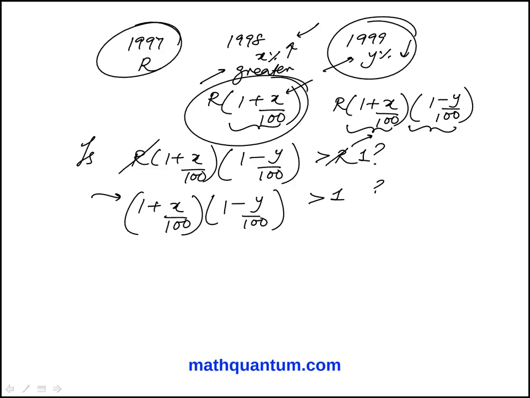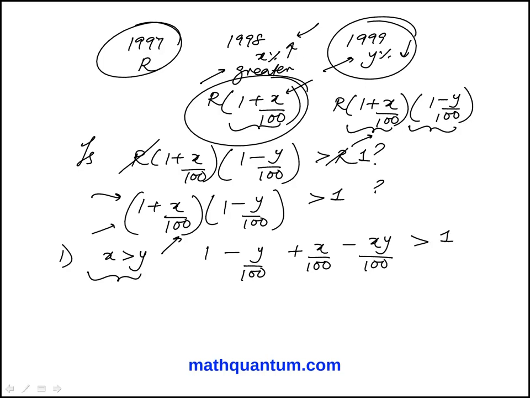expand this. But let's start with statement 1 first, which says x is greater than y. Actually, I'm going to go ahead and expand it, but I'll also do it with just numbers here. So this would be 1 minus y over 100 plus x over 100 minus xy over 100. In general, if you see a statement that has a lot of algebraic terms, potentially could be simplified. And if you look at the statements and you see some kind of relationship, you should always simplify them. So subtract 1, this becomes 0. Actually, I made a mistake. The denominator is going to be 10,000.